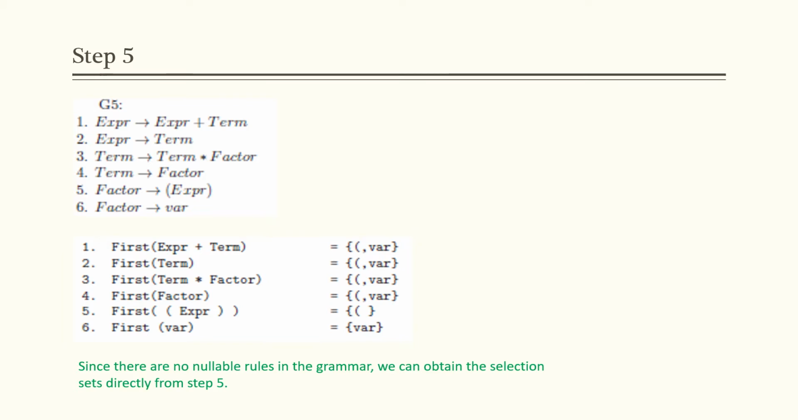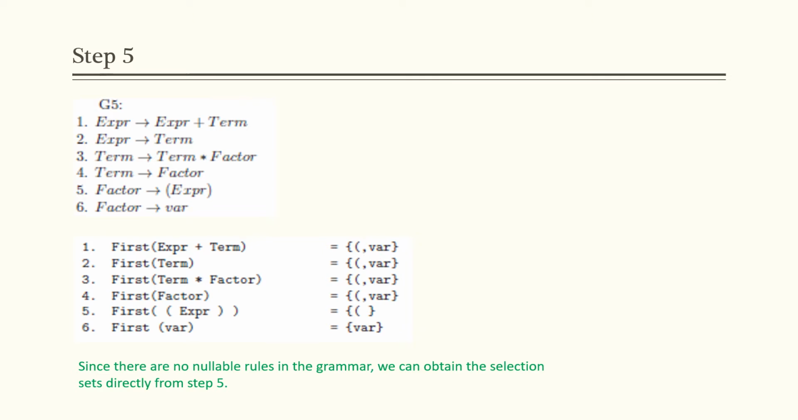So first exp plus term. What we get actually is open bracket and var. Okay, for first term we get open bracket and var as well. First terms times factor, also we get open bracket and var.